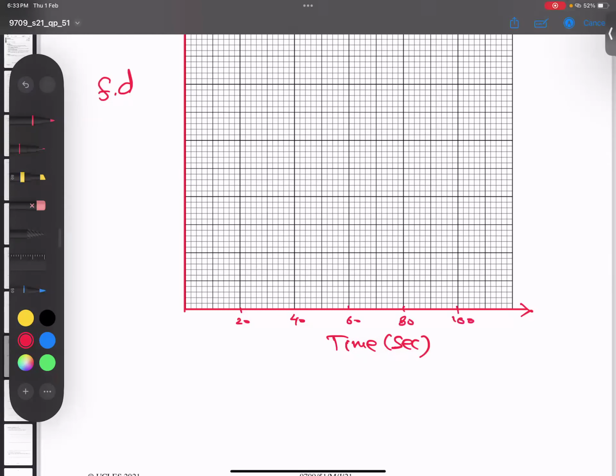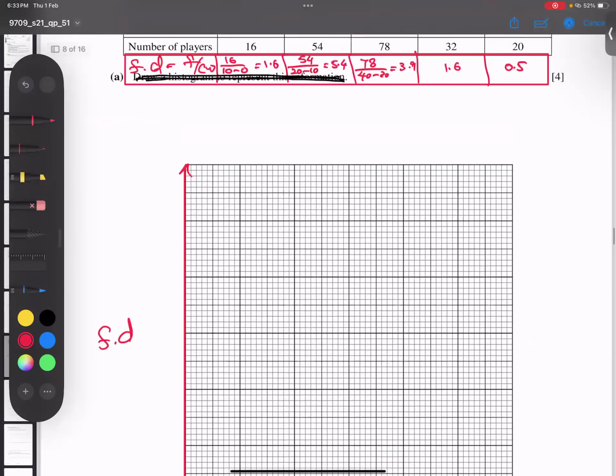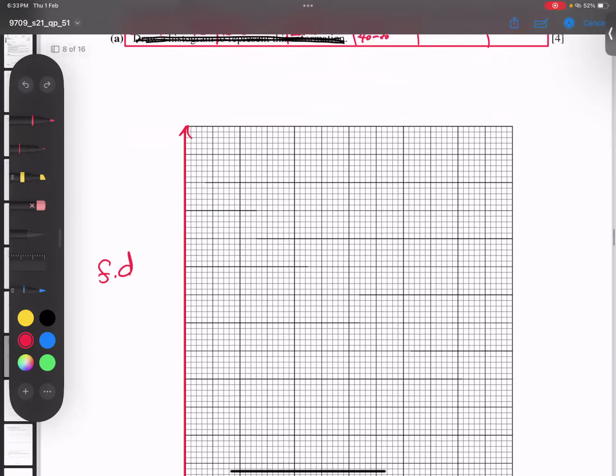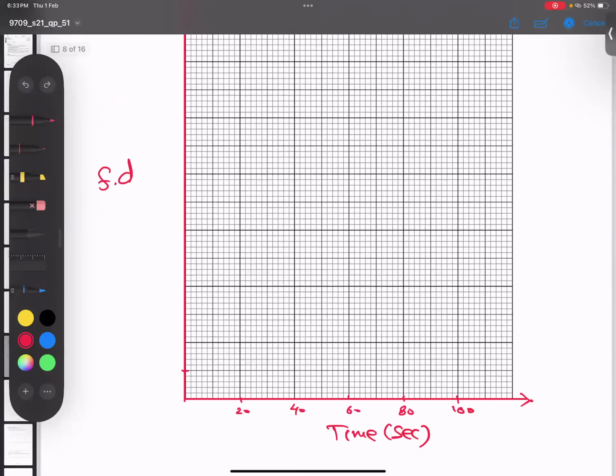And what is the highest frequency density? 0.5, 1.6, 3.9, 5.4. The highest is 5.4. So if I take 1 here, 2, 3, 4, 5, 6, the whole question will stay in this boundary. Taking 1 for each big square is not a good idea, but taking 1 here is a good idea. So 1, 2, 3, 4, 5 and 6.